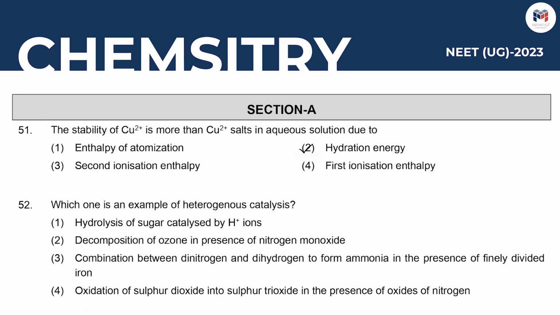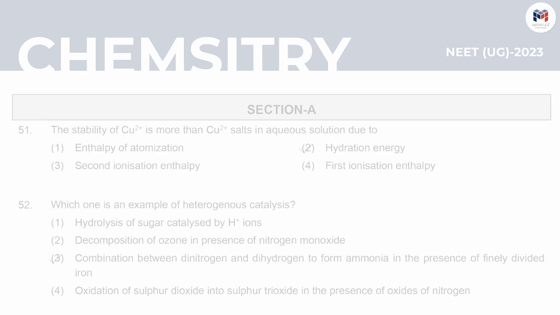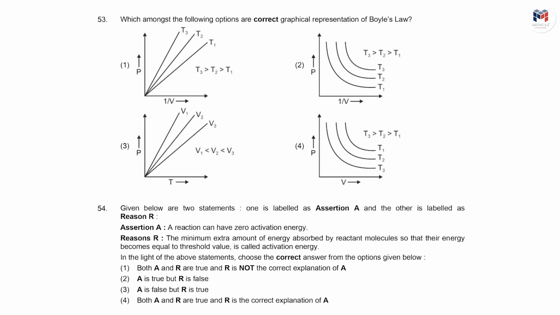Question number 52. Which one is an example of heterogeneous catalysis? The answer is option 3, combination between dinitrogen and dihydrogen to form ammonia in the presence of finely divided iron. Question number 53. Which amongst the following options are correct graphical representation of Boyle's law? The answer is option number 1.